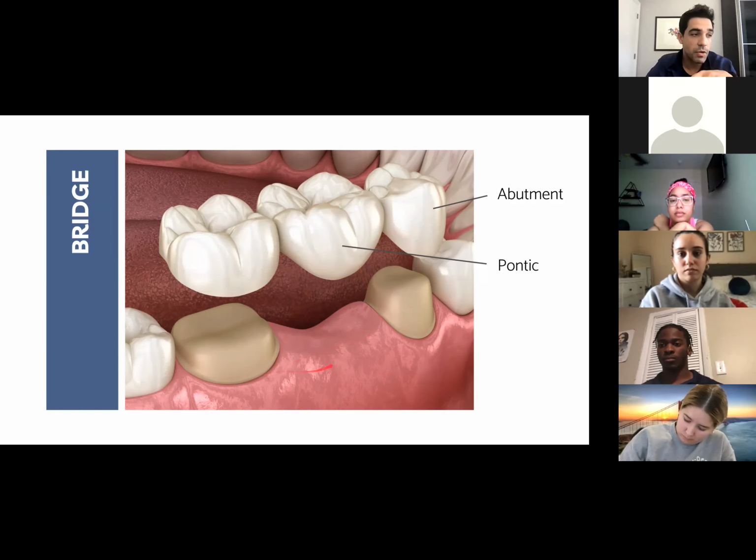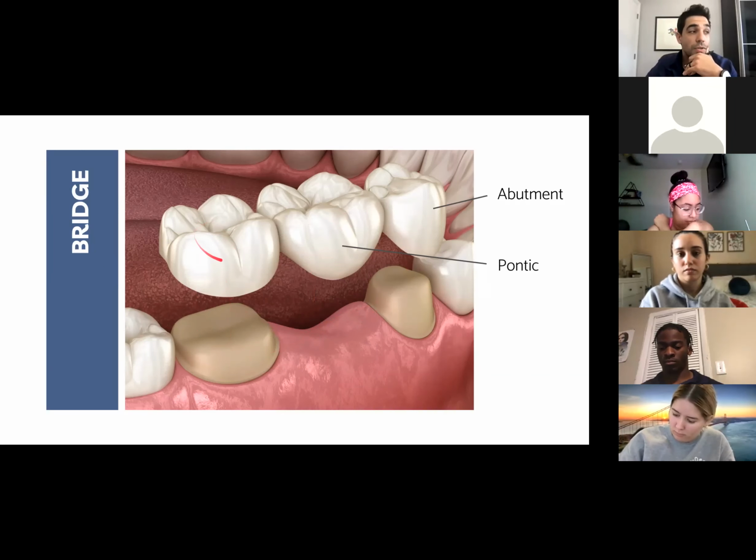So this is the scenario. We're looking to replace this tooth here. We have two normal healthy teeth here that we had to prepare for crowns, right? Meaning reduce tooth structure all the way around. And then this whole structure that we call the bridge gets cemented in place onto these two teeth.